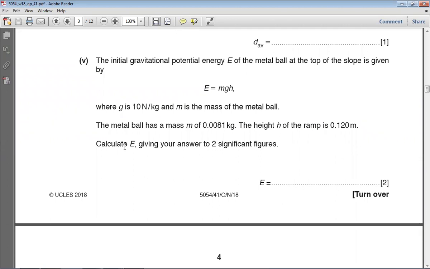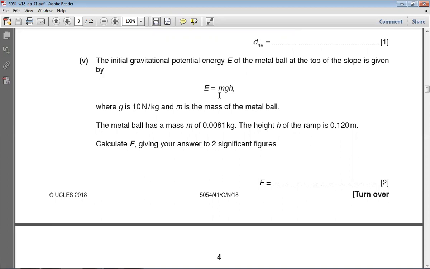The initial gravitational potential energy E of the metal ball at the top of the slope is given by E equals mgh, where g is 10 Newton per kg and m is the mass of the metal ball. The metal ball has a mass m of 0.0081 kg. The height h of the ramp is 0.120 meter. Calculate E, giving your answer to two significant figures.